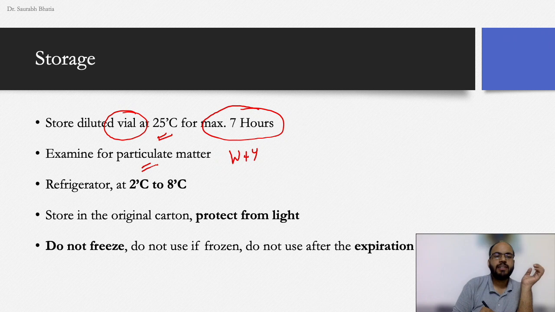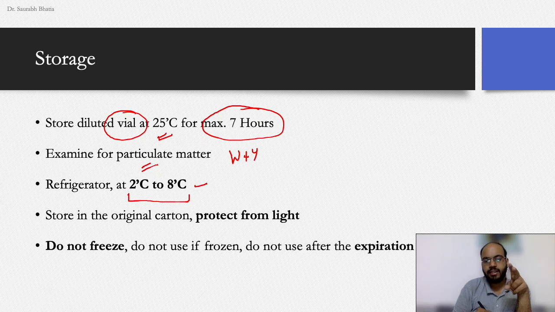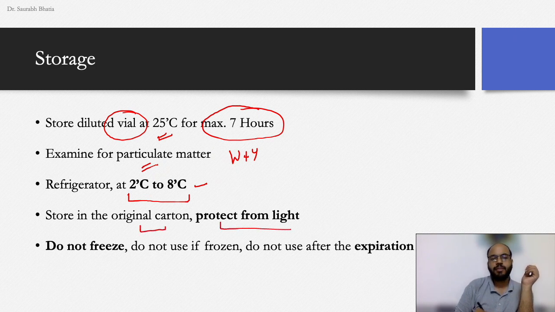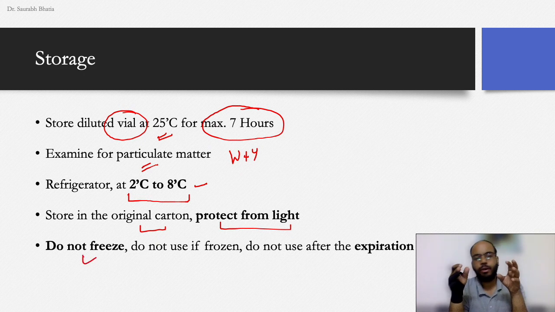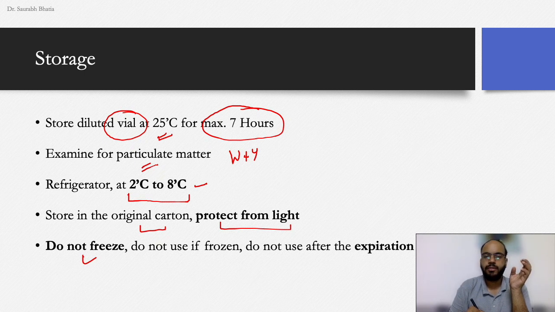For storage, it has to be refrigerated from 2 to 8 degrees Celsius, and this includes undiluted vials, pre-filled syringes, and pre-filled pens. You have to store it in the original carton and protect from sunlight. Do not freeze, and if it gets frozen, you cannot thaw and use it. Once frozen, you have to discard it, and do not use it after the expiration date. That goes without saying.